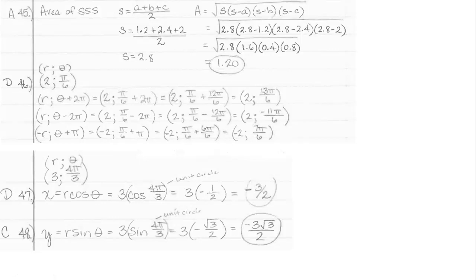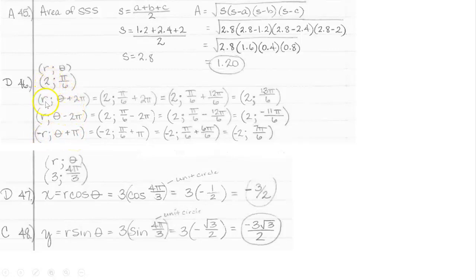All right, for 46, we move into polar coordinates. For 46, it says, which of the following points is an additional polar representation of the point (2, pi over 6)? So on your formula sheet, it tells you that other names for this, this is r, theta, so r is 2 and theta is pi over 6. Other names would be (r, theta plus 2 pi) and (r, theta minus 2 pi). Those are just coterminals, right? Or you could change the radius to a negative, and when you do, you add 1 pi.